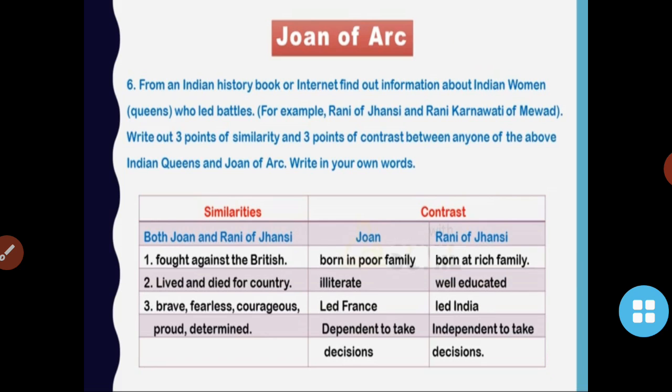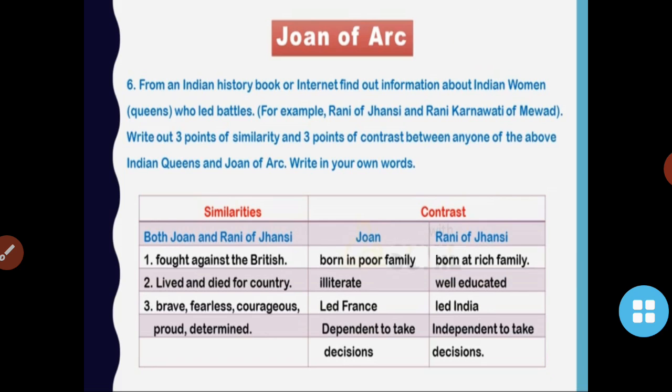For example, Rani of Jhansi, Rani Karnavati of Mewad. Write out three points of similarity and three points of contrast between any one of the above queens and Joan of Arc. Write in your own words. Here we have to write similarities and contrast. We have taken both Joan and the Rani of Jhansi. So what are the similarities in both the ladies?